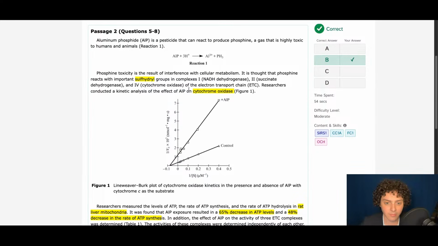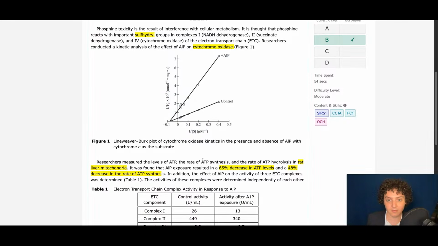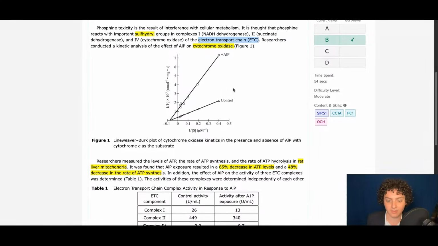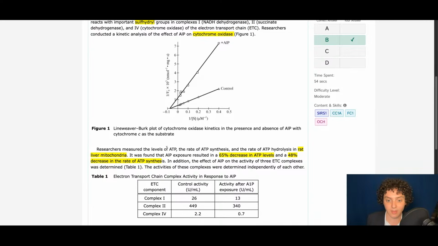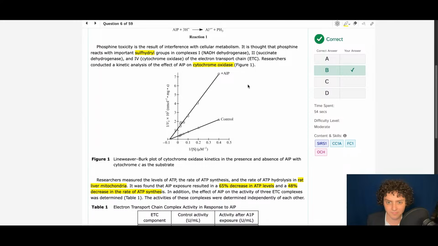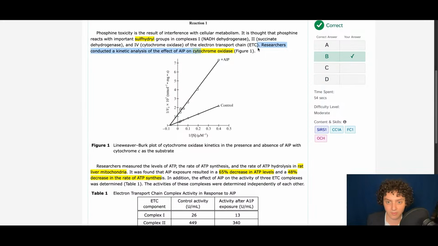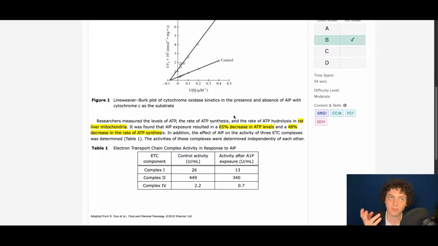I think an important thing to mention in the context of reading this passage is that the electron transport chain, aka the ETC, is a series of enzyme catalyzed reactions that produces ATP. So the goal of the ETC is ATP synthesis. Increased ETC activity means increased ATP synthesis, and a decrease in ATP synthesis, which occurred when this process was exposed to A1P, is due to decreased ETC activity. So ETC activity and ATP are essentially the same thing in this passage.